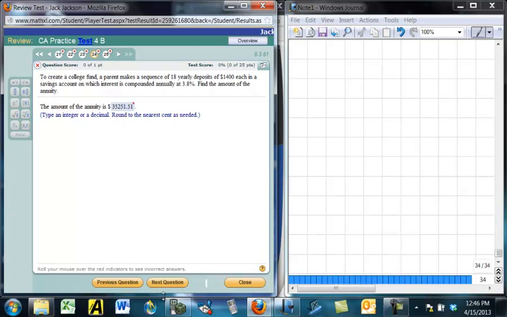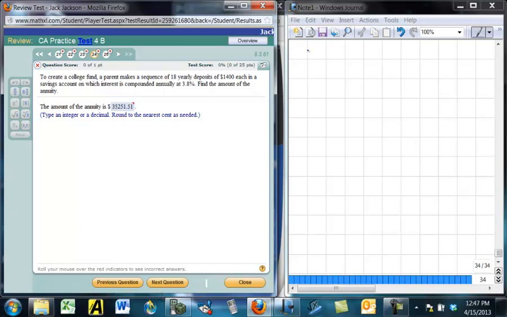Alright, now the formula is a little more complicated for this one. This is an annuity. To create a college fund, a parent makes a sequence of 18 deposits of $1,400 each in a savings account on which the interest is compounded annually at 3.8%. Find the amount of the annuity.